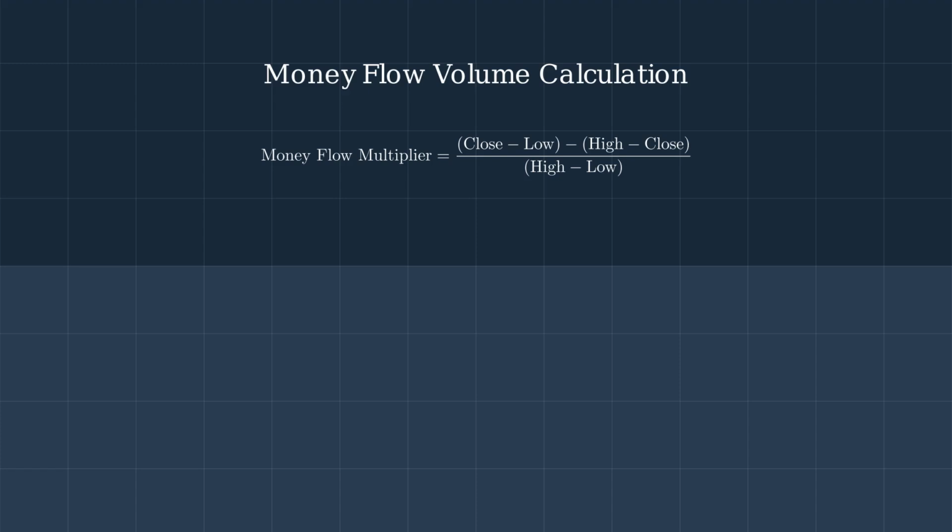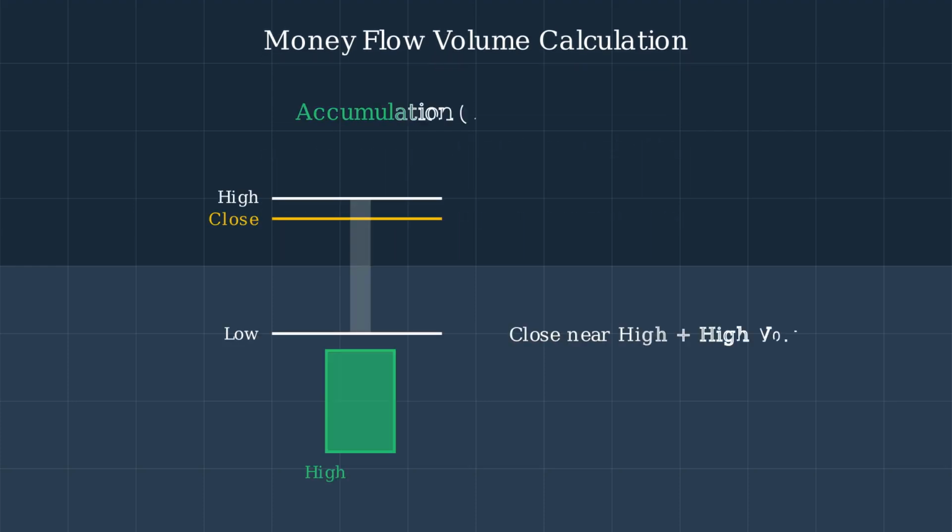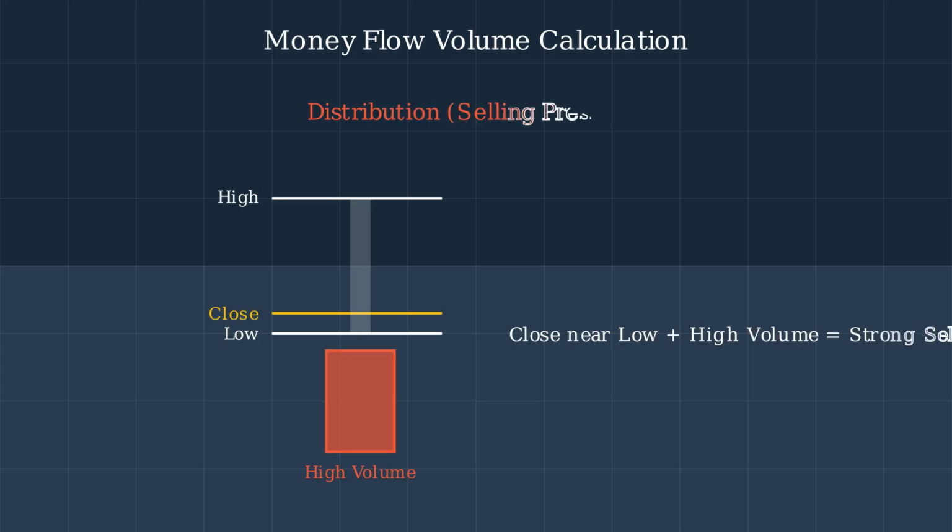This starts with the money flow multiplier. This multiplier ranges from -1 to +1 and is based on where the closing price sits within the day's trading range. We then multiply this by the trading volume to get the money flow volume. When a security closes near its high for the day with high volume, this suggests accumulation or buying pressure. Conversely, when a security closes near its low for the day with high volume, this indicates distribution or selling pressure.